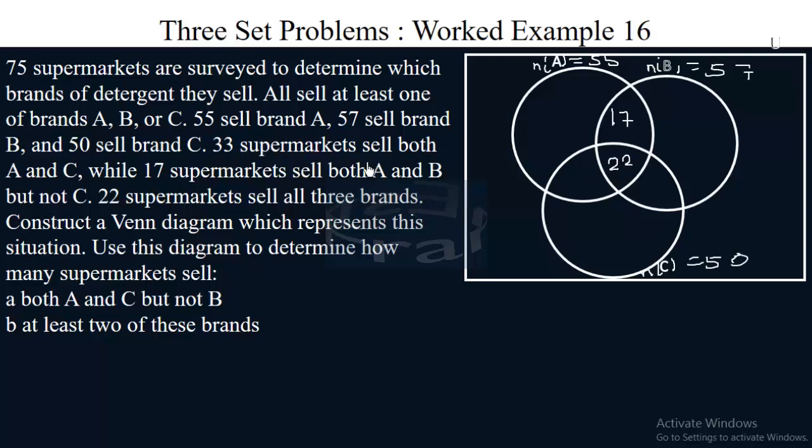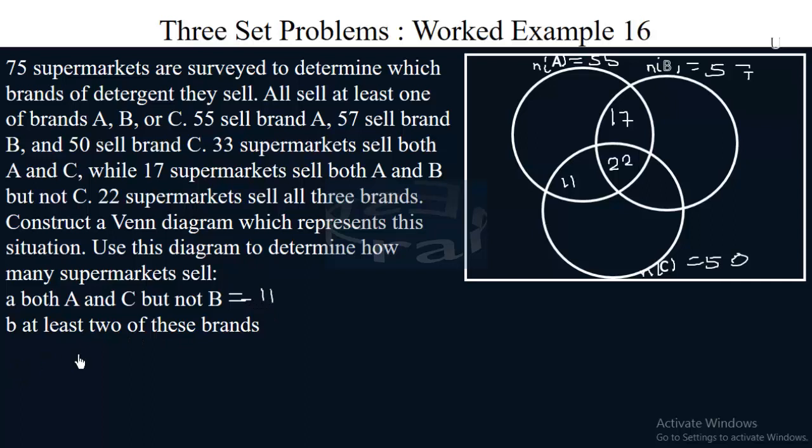Now let's come back to this part. 33 supermarkets sell both A and C. So A and C is 33. So if you take the B out of it, we'll get 11. So this base will be 33 minus 22, and this will give us 11. Now we have finished constructing a Venn diagram for the situation. Now we are using it to determine how many supermarkets sell both A and C but not B. So that is 11.